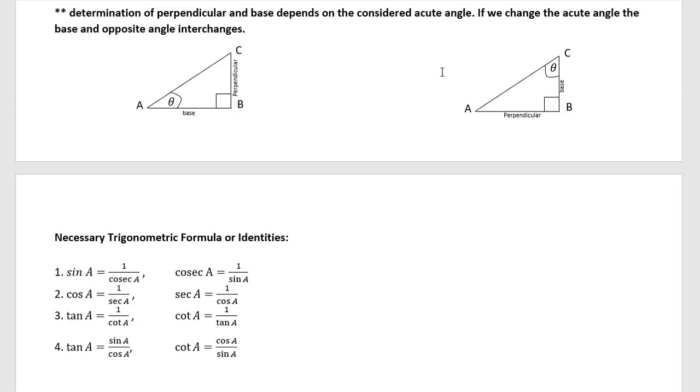Now you have to remember this, it is super important, so I am repeating it. Determination of perpendicular and base depends on the considered acute angle. If you consider this angle as theta, then perpendicular will be this side and base will be this side. And if you take this angle as theta, perpendicular will be opposite of the angle theta and base will be adjacent to theta. So whenever you get a given theta in a trigonometric figure, you have to consider the opposite side of theta as perpendicular and the adjacent side other than the hypotenuse as base.